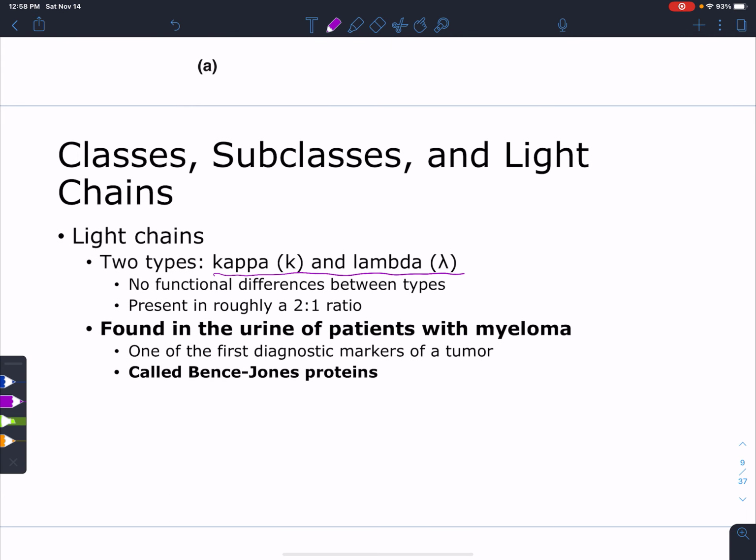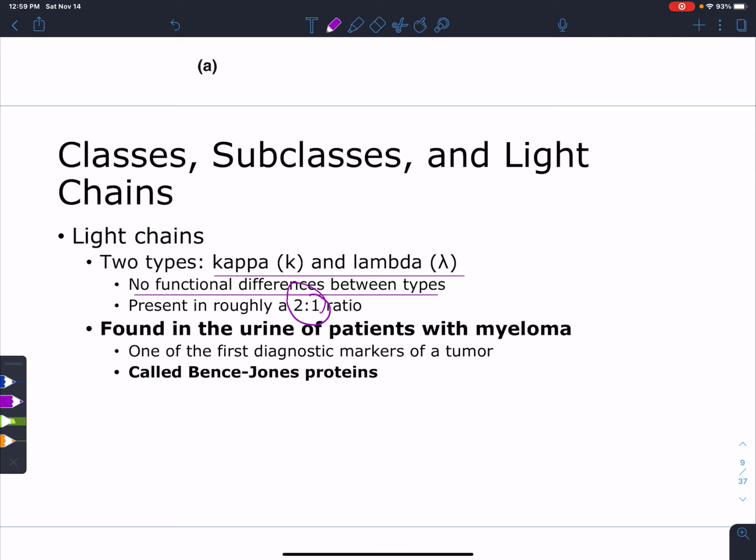There's our kappa and lambda, so our light chains. And you see it has no functional difference. Right? And they are roughly present in a 2-to-1 ratio. Those are just some facts that occasionally they like to throw on tests to see how much you know about them. Okay.